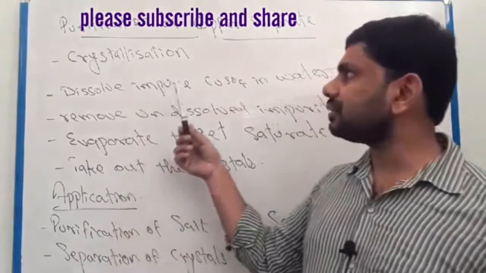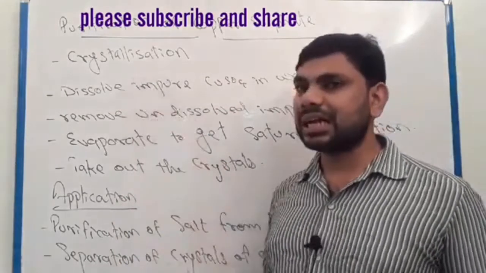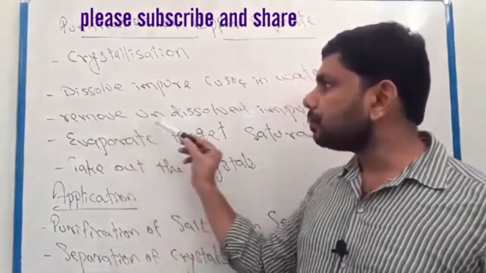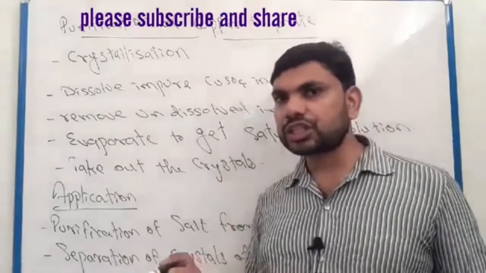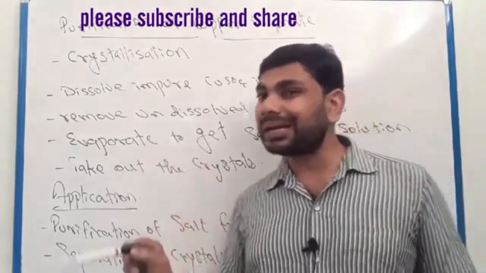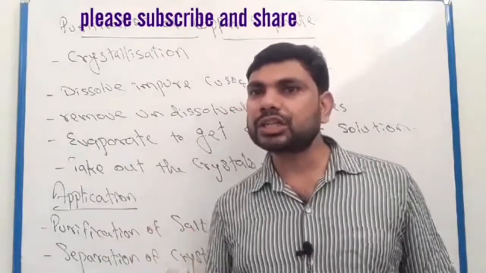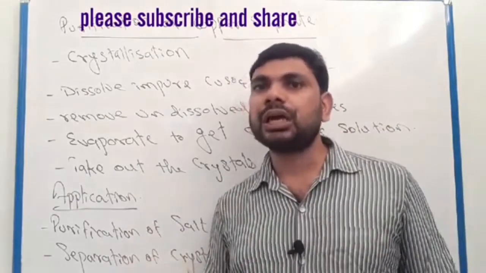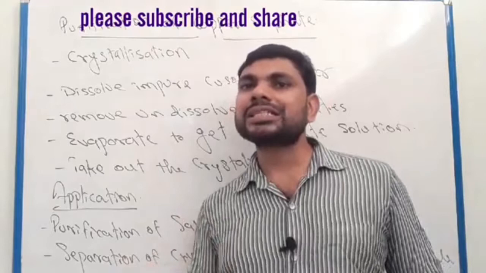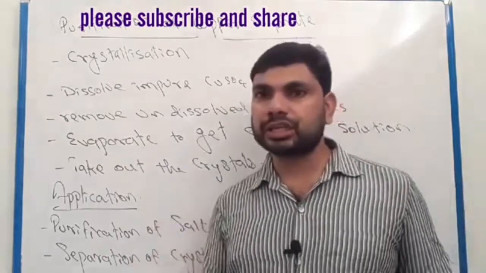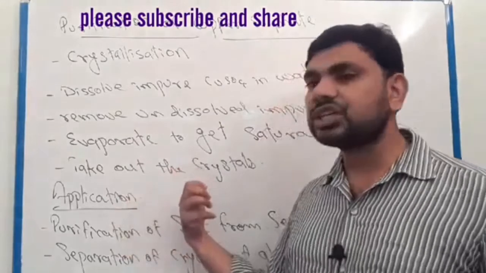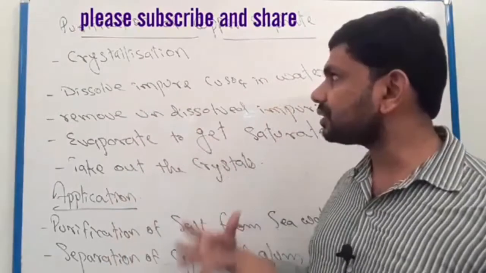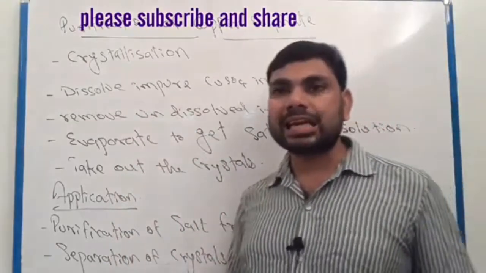So these are the different steps for crystallization. Dissolve impure copper sulfate in water, remove undissolved impurities by filtration, evaporate the filtrate to get a saturated solution. Then cool the saturated solution slowly at room temperature, and we can see crystals of copper sulfate formed in the saturated solution. Take out these copper sulfate crystals by filtration. These are the different steps of crystallization.